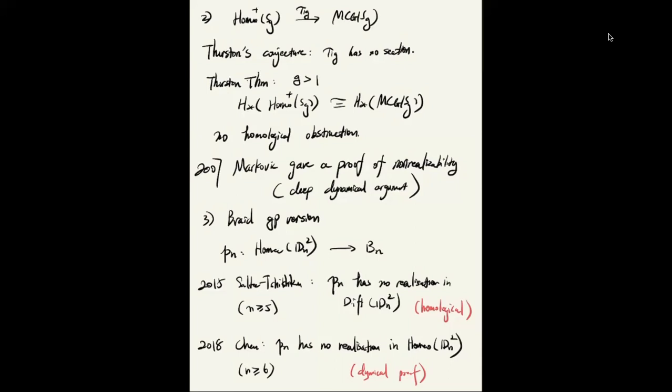Okay. So I want to now talk about why torsion is very important. A lot of the time, if your group has a torsion element, a finite order element, then the proof becomes much easier. The reason is, for example, Markovic uses this finite order element in an essential way, because finite order has the following nice property.